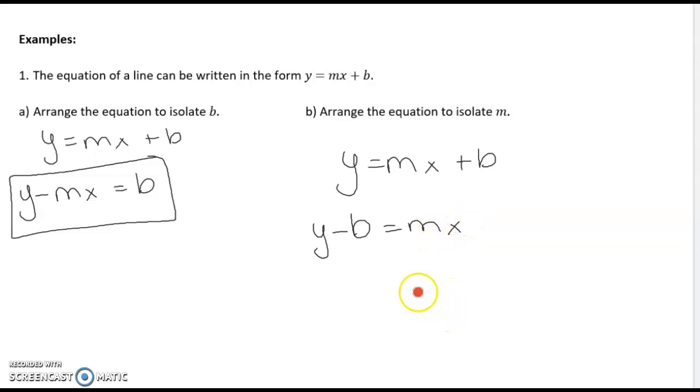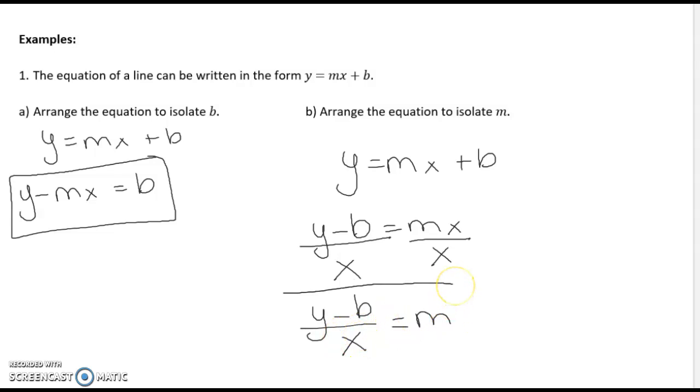Now we still need to isolate m. Right now it's multiplied by x. The opposite of multiply is divide, so we're going to divide by x. And if you do it on one side, you have to do it to the other side. So your final answer is y minus b, divided by x, equals m. And there's your final answer there.